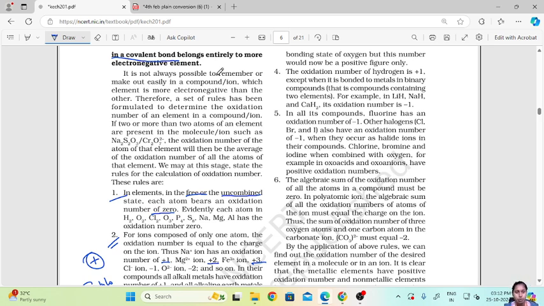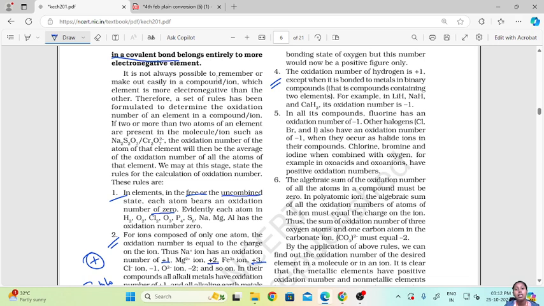So we have seen exceptions for oxygen. The first one is in peroxides and superoxides, where oxygen in peroxide form shows a -1 oxidation state, and in superoxide form shows a -1/2 oxidation number. The second exception is rarely seen, where oxygen is bonded with fluorine. In that case, oxygen shows a positive oxidation number. This is basically because of the electronegativity of fluorine.